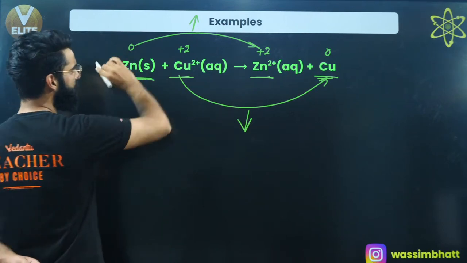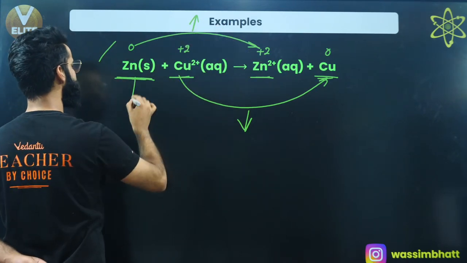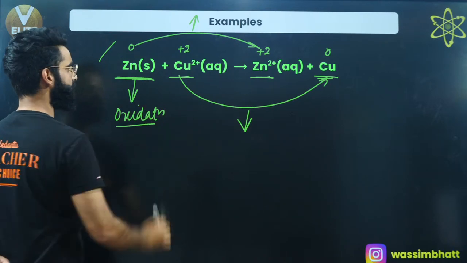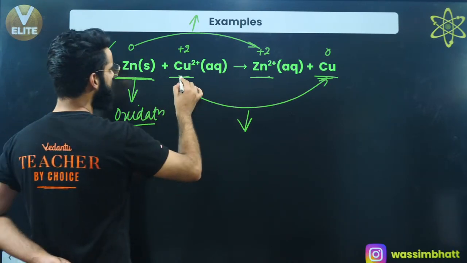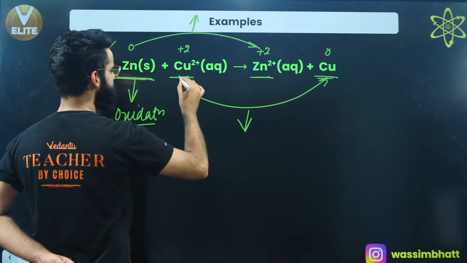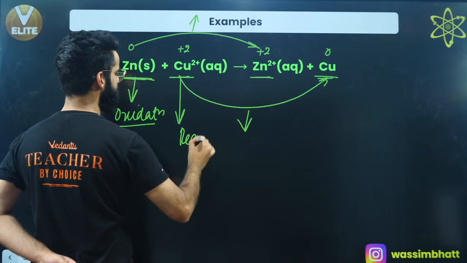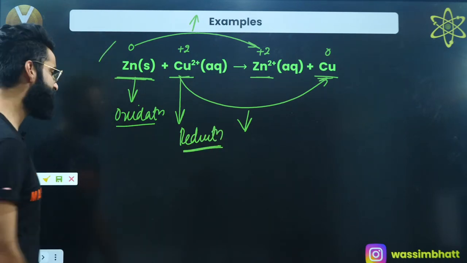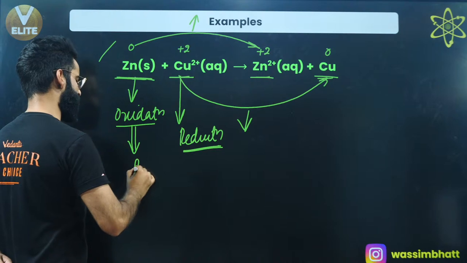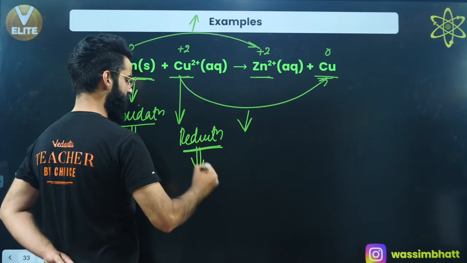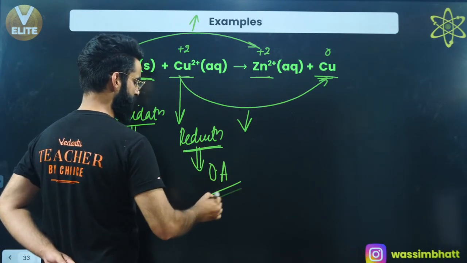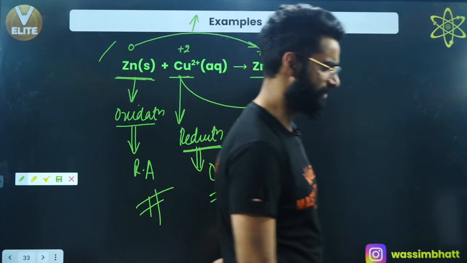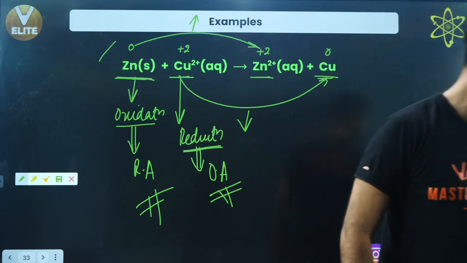If the oxidation state of zinc is increasing from 0 to plus 2, increase in the oxidation state is what we call oxidation. So I must say zinc undergoes oxidation, right? This Cu dipositive, plus 2 to 0, its oxidation state is decreasing. Decrease in the oxidation state is what we call reduction. So this Cu dipositive undergoes reduction. That substance which undergoes oxidation is what we call a reducing agent, and that substance which undergoes reduction is what we call an oxidizing agent, right? So you identified among the two which one is going to be the oxidizing agent and which one is going to be the reducing agent, right? A very simple and basic thing again, yeah?